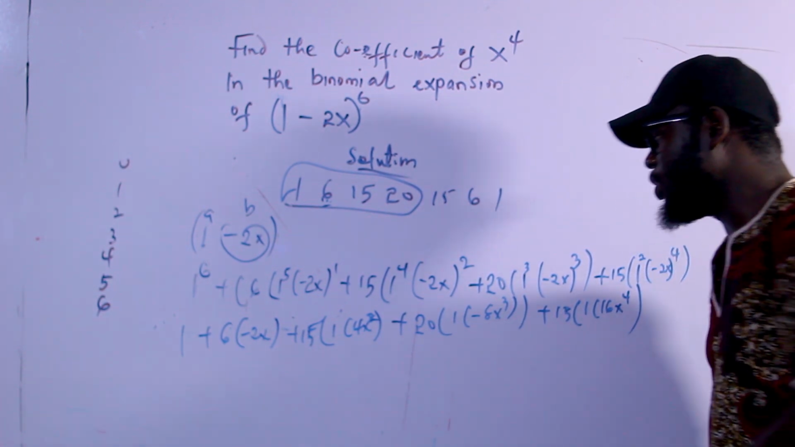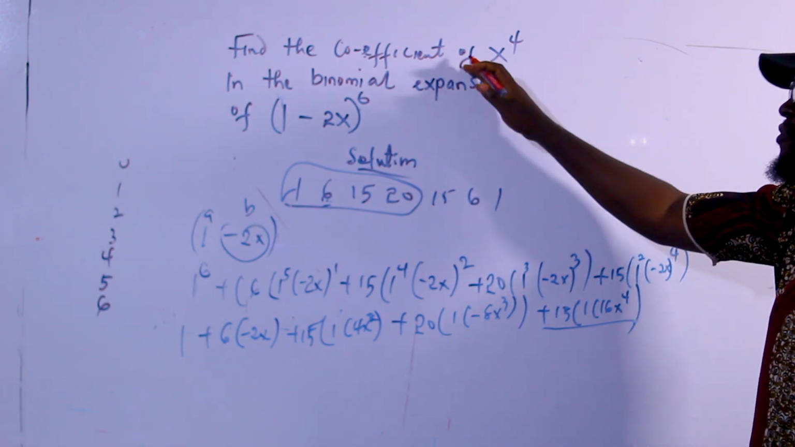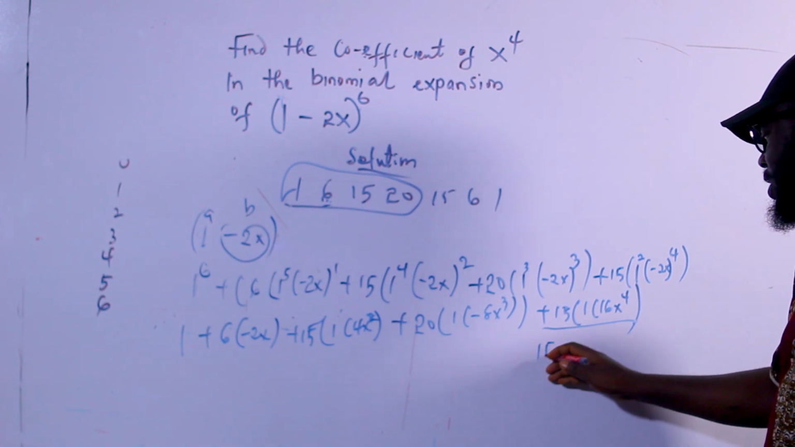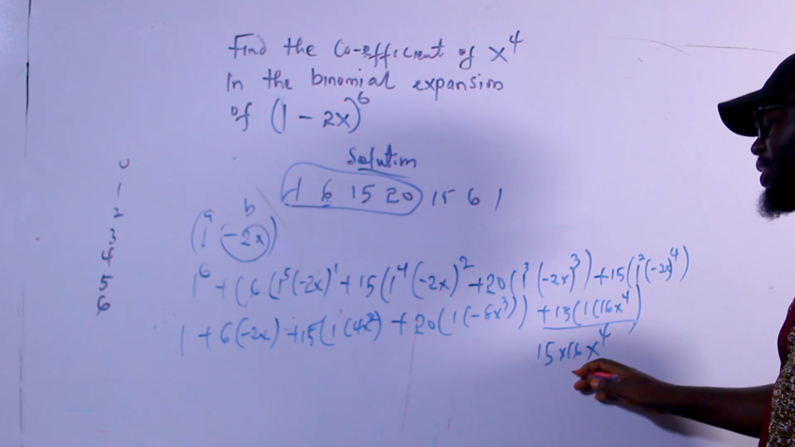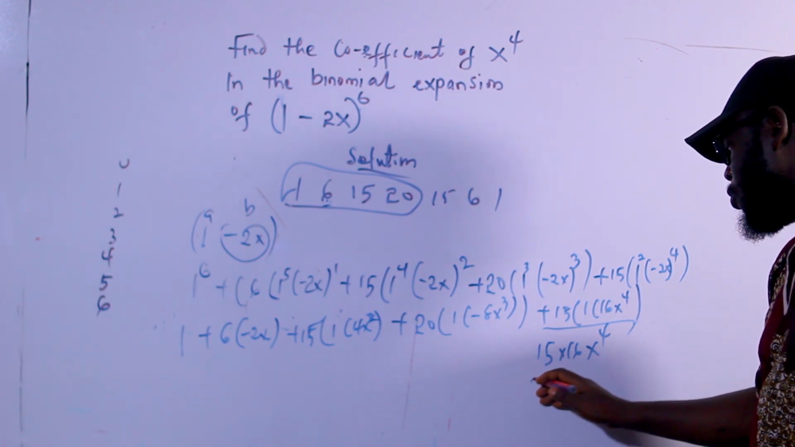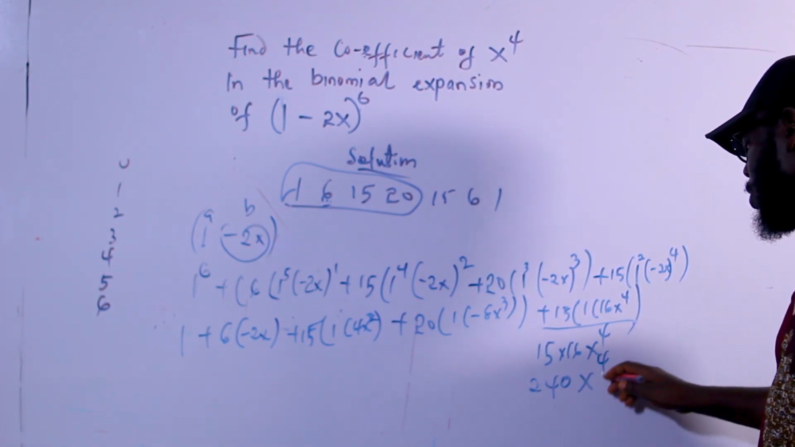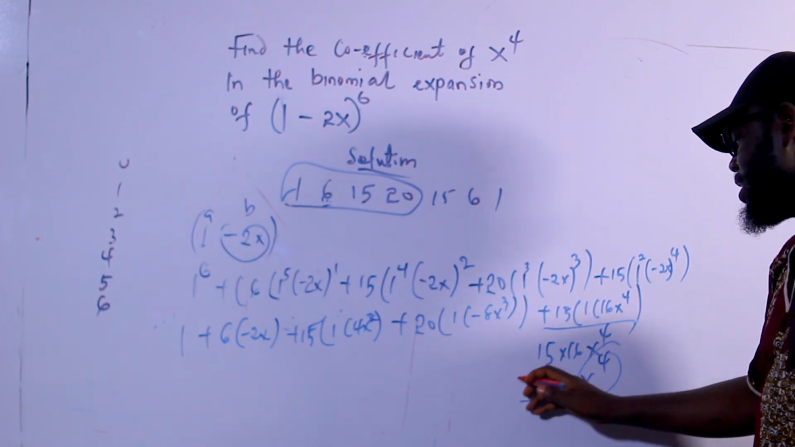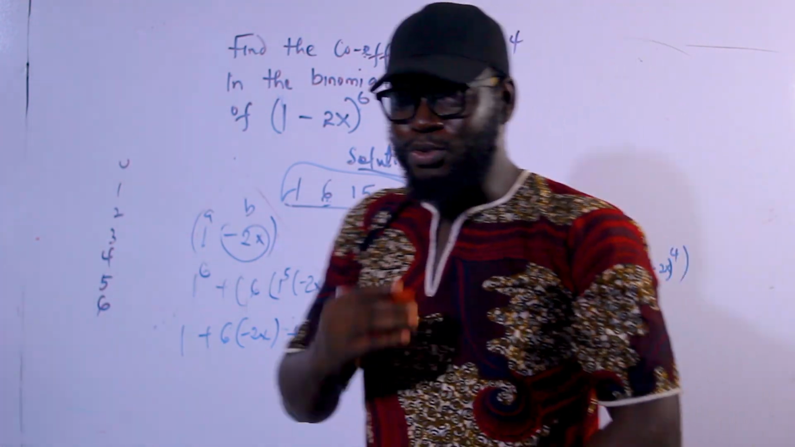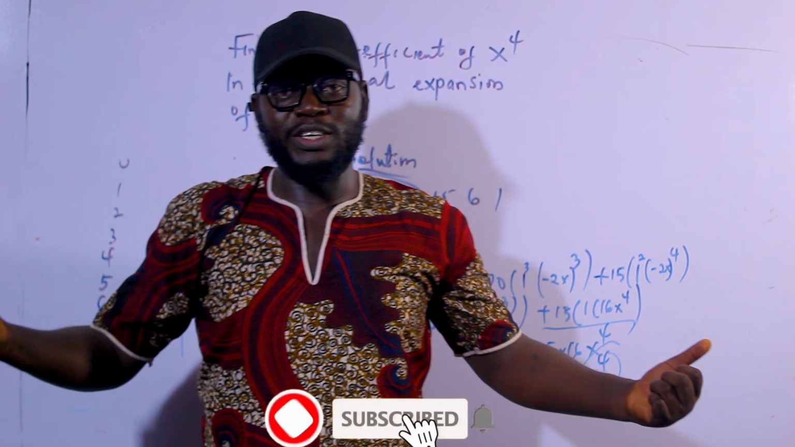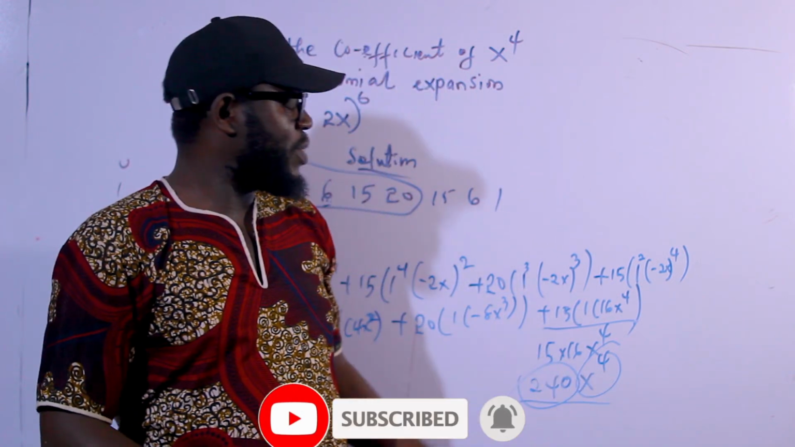This is where we are actually going, so we don't need the other terms. This is what we are asked to find, its coefficient. So we can just go 15 times 16 x to the power 4. So 15 times 16, that is 240. That is 240 x to the power 4. So the coefficient of x to the power 4 here is 240. So with that, you have your correct answer. All you need to do is to tick your 240 and you are out of the game for the next question. That is all. So that is how this question works.